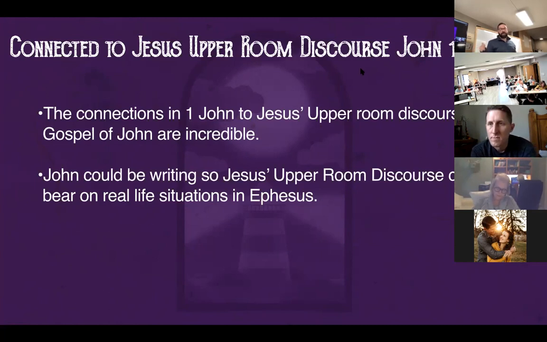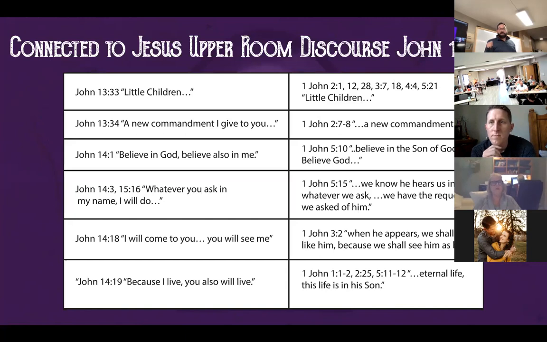I made a chart with a bunch of the connections. Kind of small. Davey in the back, you see that okay? Yeah. You got it on your phone. Thank you, other technology.